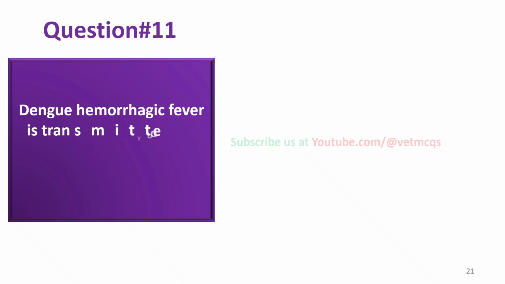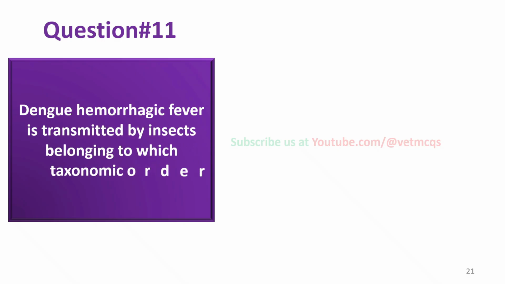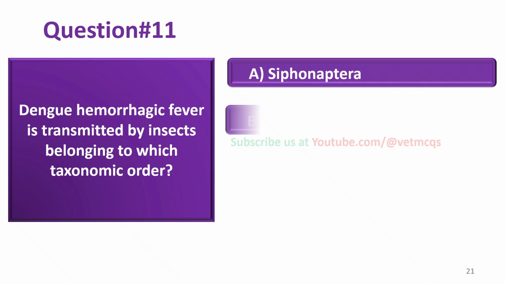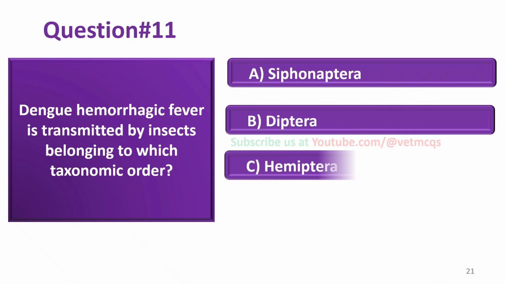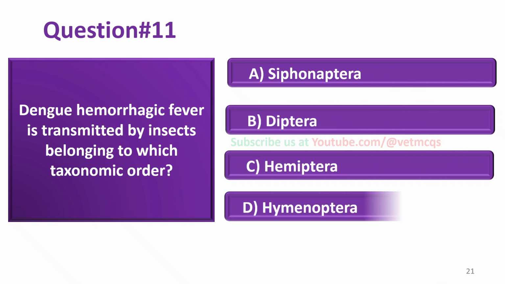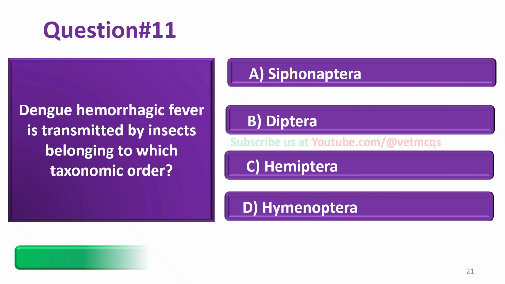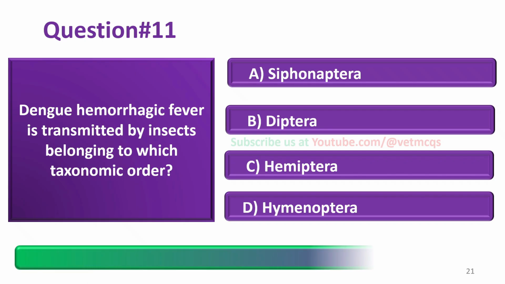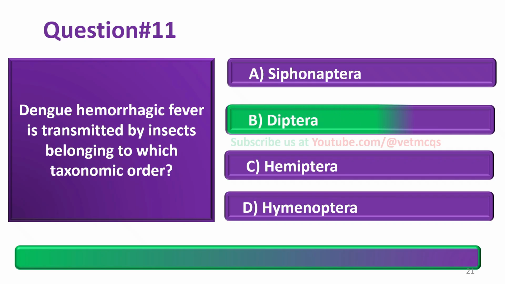Dengue hemorrhagic fever is transmitted by insects belonging to which taxonomic order? Siphonaptera, Diptera, Hemiptera, Hymenoptera. And the correct answer is option B, that is Diptera.